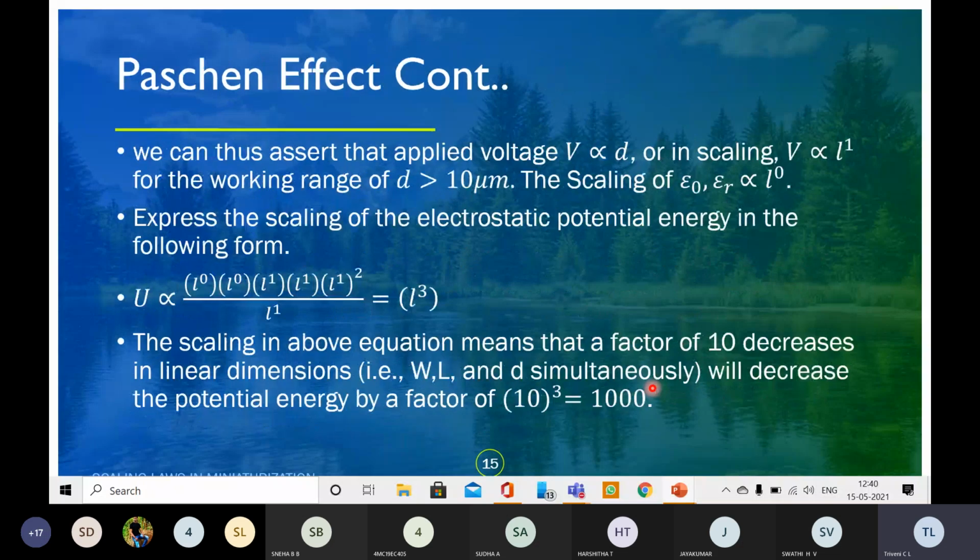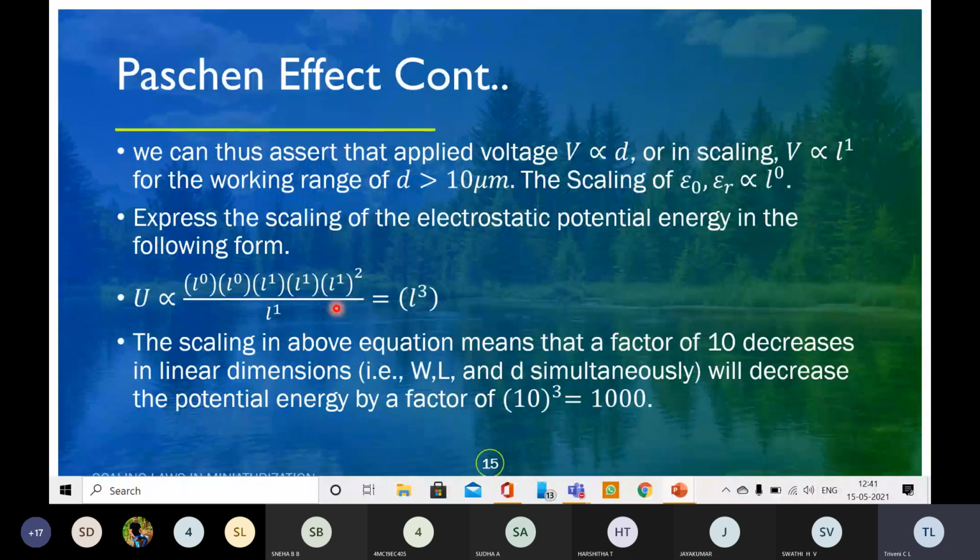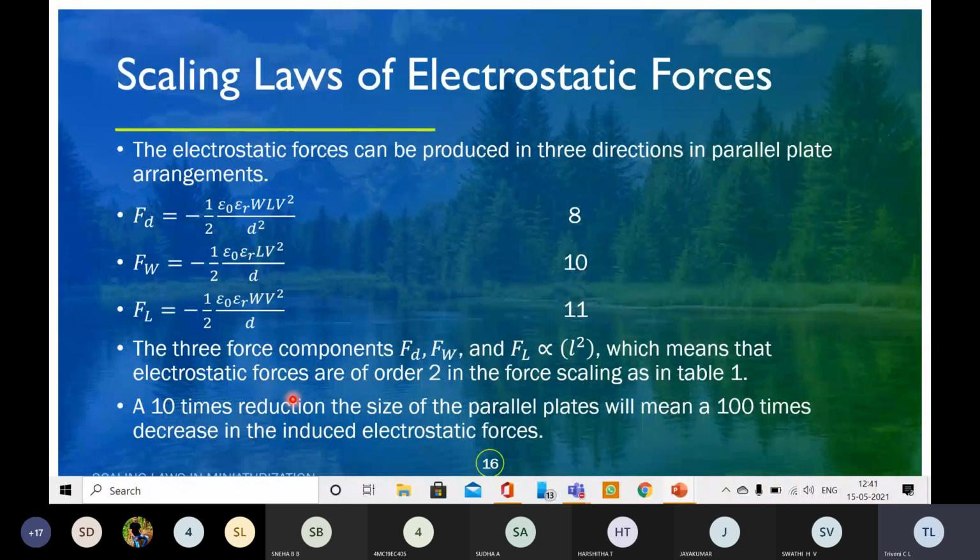So let me show you table 1. This one is table 1 here. If you see it, in the form of order 2, it is L square. So that equation only will be constrained. Since electrostatic forces are in the order of 2, the scaling factor will be just L square.